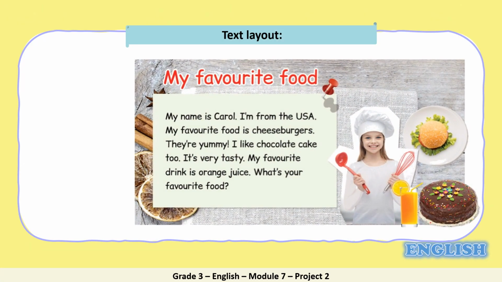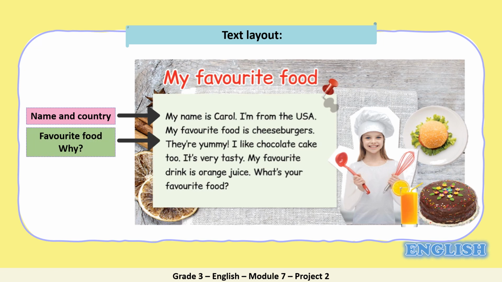First, Carol started the paragraph with personal information, her name and country. Then she mentioned her favorite food and why she likes it. She talked about two kinds of food, not only one. Then she talked about her favorite drink. In the end, she asked a question, "What's your favorite food?" to let you answer about yourself today.